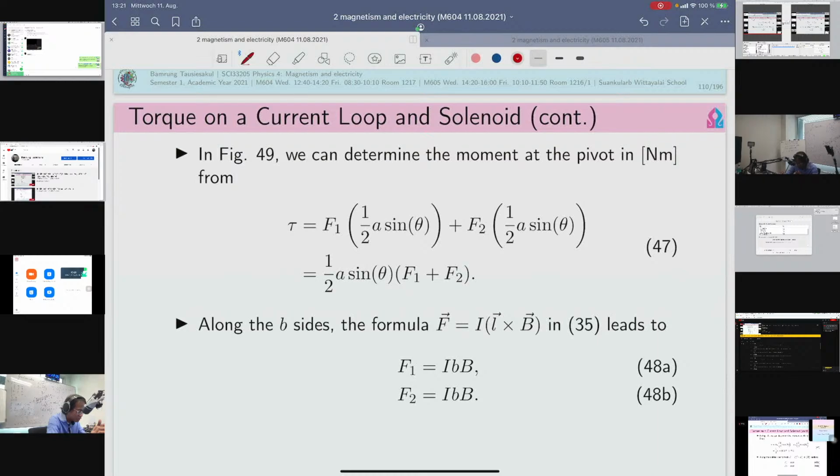Why do we say A by 2 or 1 by 2 sine theta? Because this is the lifting force, right? This is the lifting force right here.